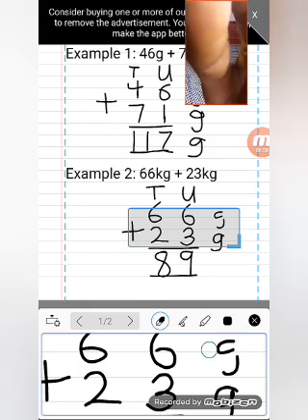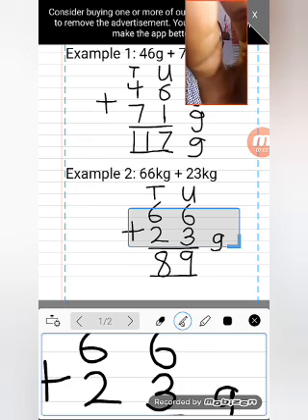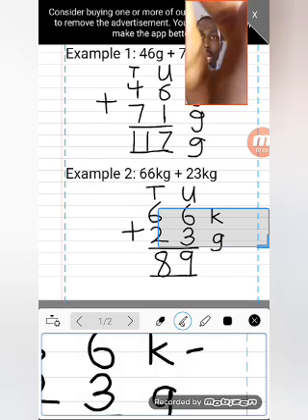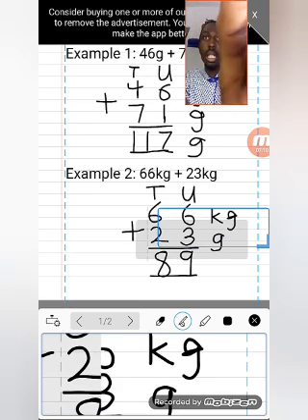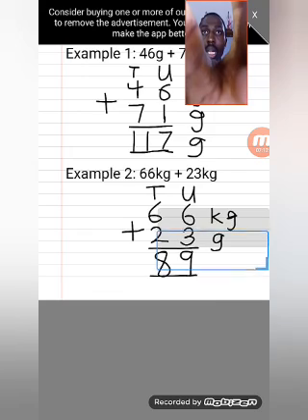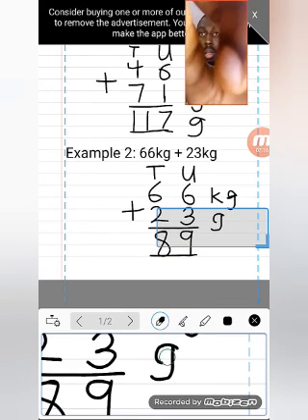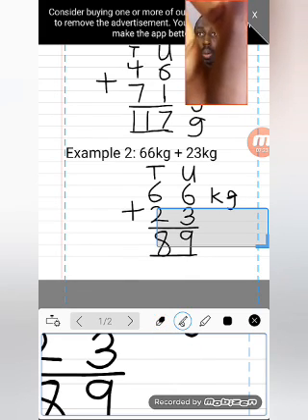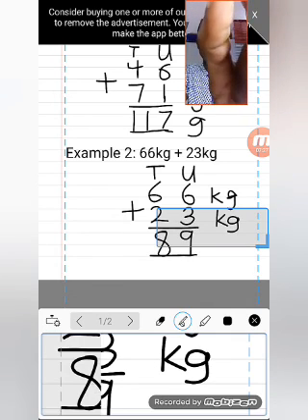So let's clean that and write it properly. Yes, let's clean that so that kilogram, that's kg. Then we clean this off. The question says it's in kilogram, so we obey that. Yes. So then you write your kilogram. Good.